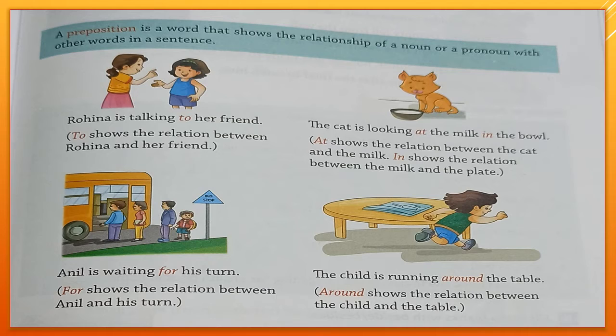यहाँ पे जितने हमने examples देखे उसमें कौन कौन से prepositions हैं, जैसे पहले example में to है, second में for है, third में at and in है and fourth में around है. ये सारे words को हम लोग prepositions कहते हैं जो relationship दिखाते हैं noun and pronoun के बीच में.